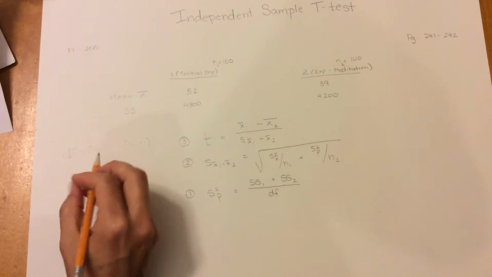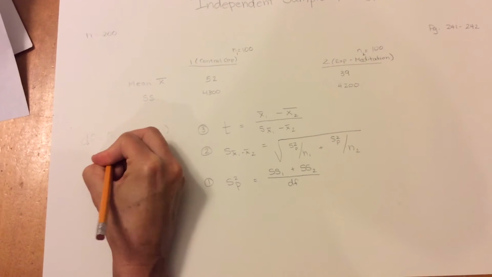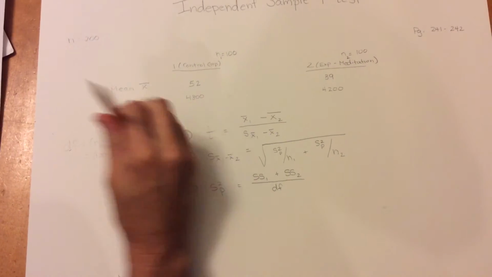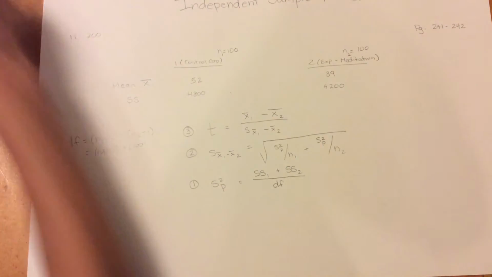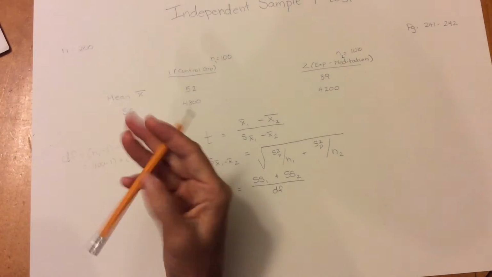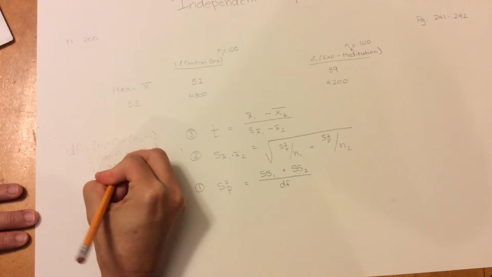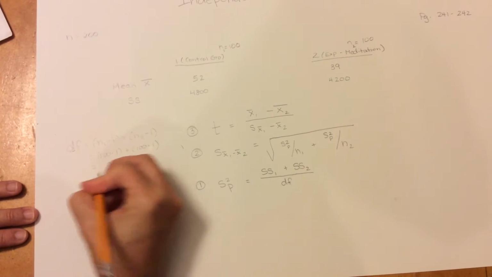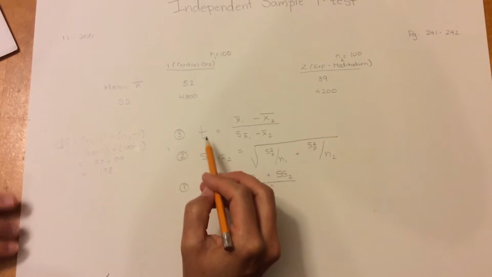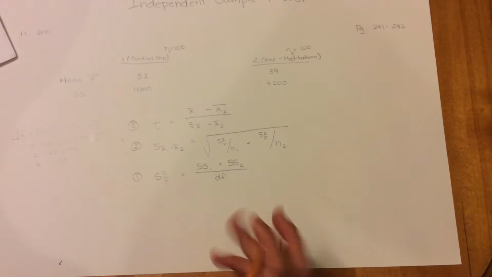Okay, so our degrees of freedom for this particular test is going to be 100 minus 1 plus 100 minus 1, or 99 plus 99, which equals 198. Okay, so we're going to figure out the t for this particular experimental design.